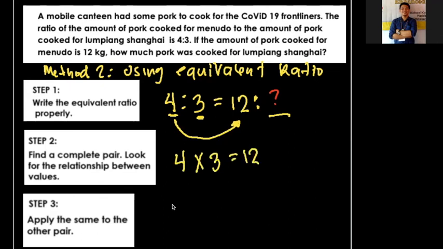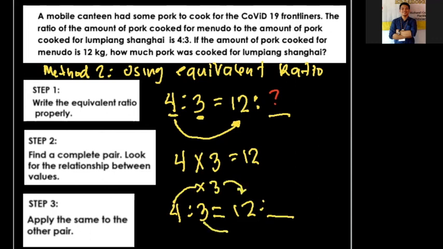That means we need to apply the same thing to the other quantity. So 4 times 3 is 12. Therefore, we also multiply the second quantity 3 by 3 to get the missing number for our ratio. So 3 times 3 is equivalent to 9. Therefore, we have 9 kilograms of pork used for lumpiang Shanghai.